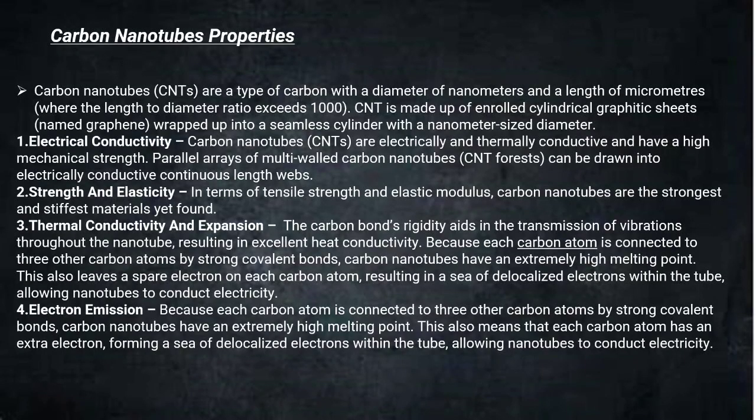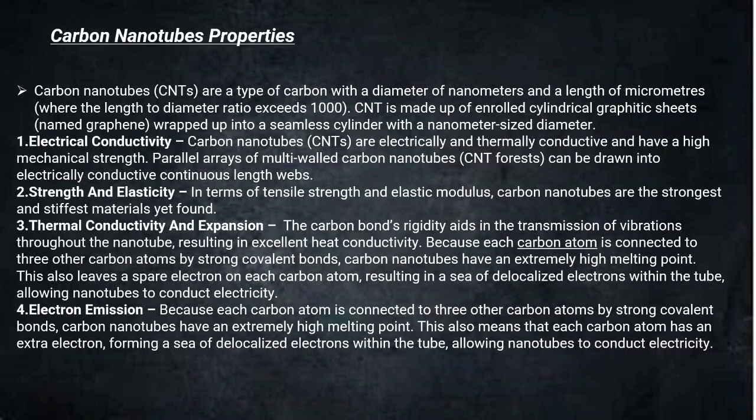And carbon nanotubes properties, where carbon nanotubes are a type of carbon with a diameter of nanometers and a length of micrometers, where the length to diameter ratio exceeds 1000. CNT is made up of rolled cylindrical graphite sheets named graphene, wrapped up into a seamless cylinder with a nanometer sized diameter, where it has four types of properties, where the first one is electrical conductivity.